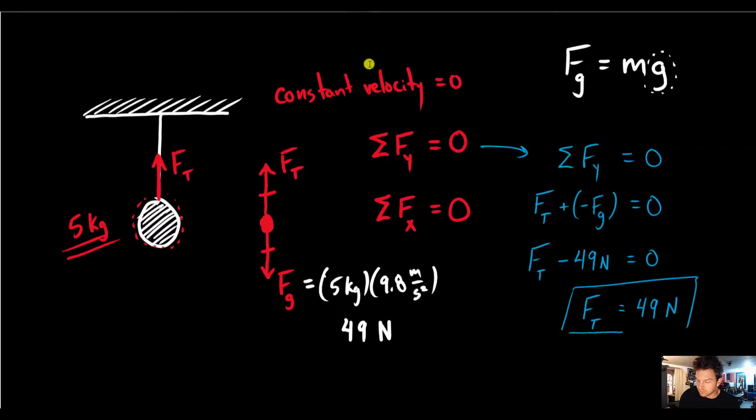So just following that process of using Newton's second law, I'm able to figure out that the force of gravity is 49 newtons and the tension force going up is also 49 newtons, and that's why they're both canceling each other out. Okay?